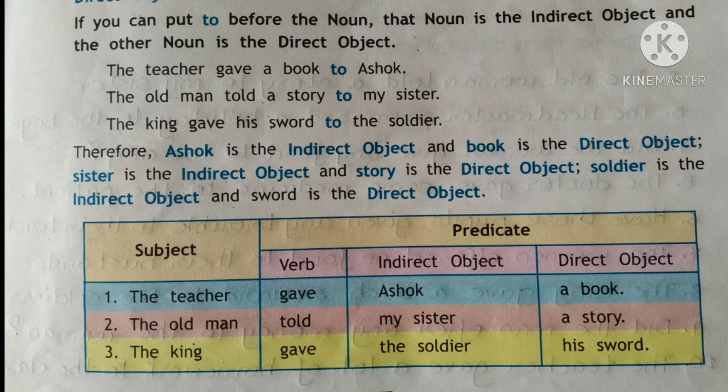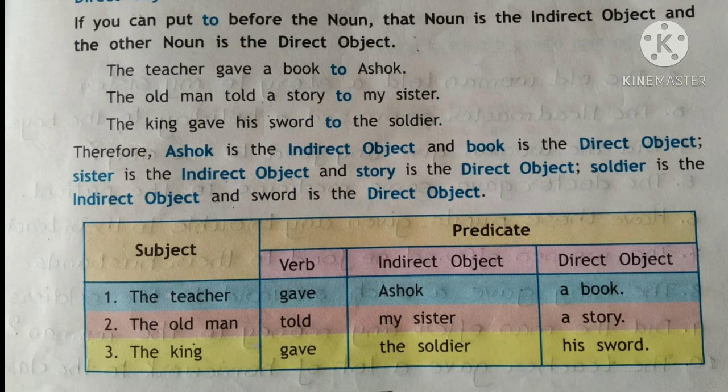Now when you see the table, you will see that the subject is given and the predicate. If you divide a sentence into two, we have subject and predicate. Then the sentence can be divided into three, like subject, verb and object. And objects we have of two types, that is indirect and direct.